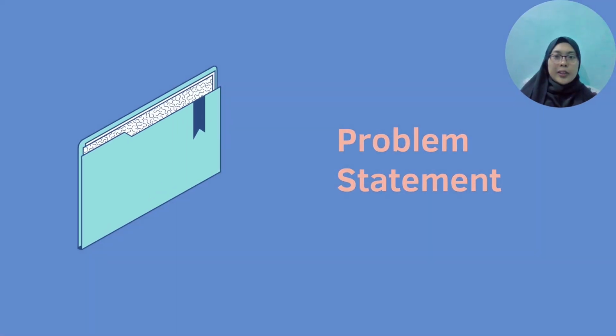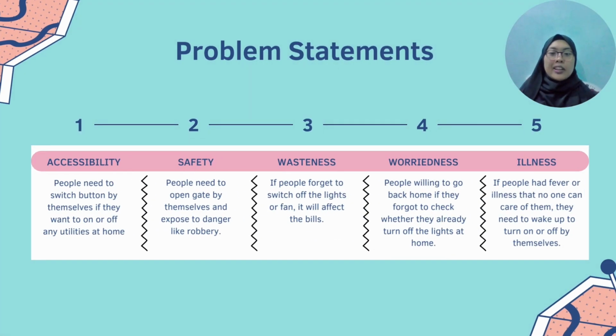Hi, I'm Nura Shamina. So I will proceed with the problem statement. For the problem statement, first is accessibility. We need to switch the button by ourselves to turn on or off any utilities at home such as fans, lights, and so on. Next is safety.